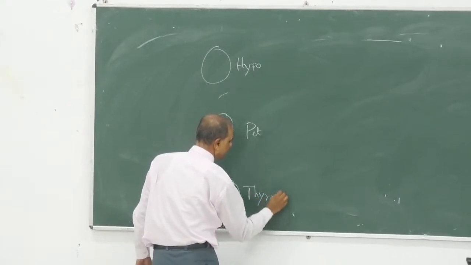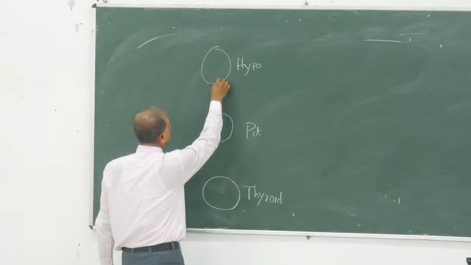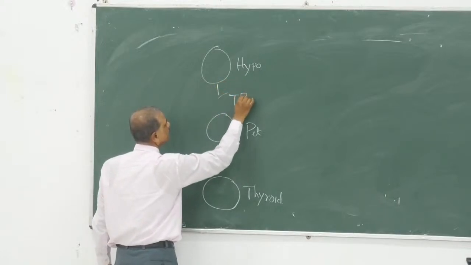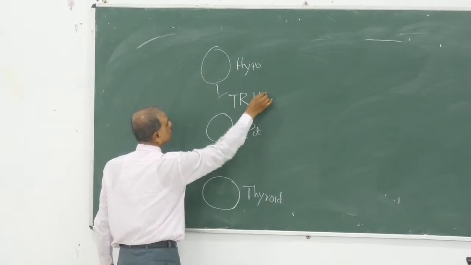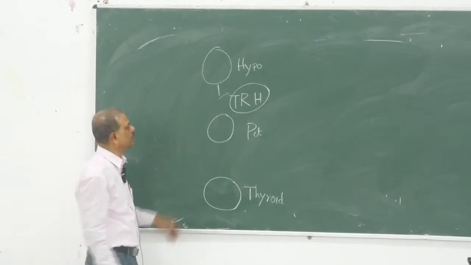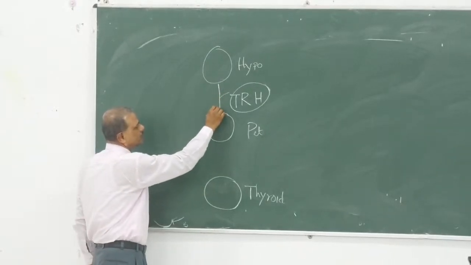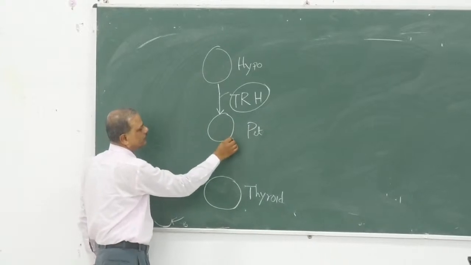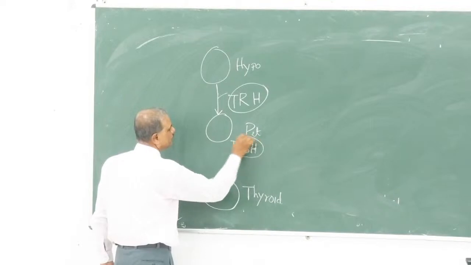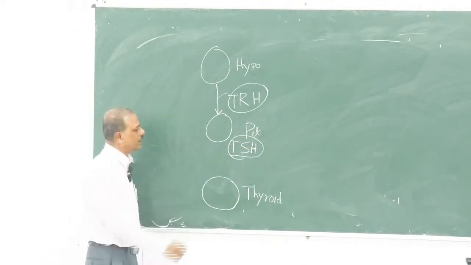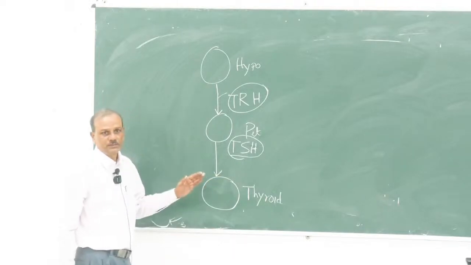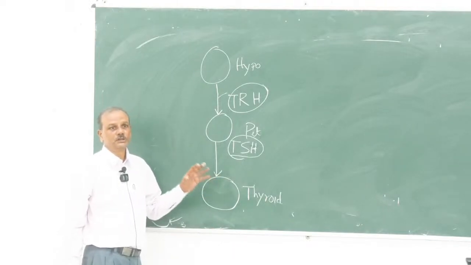So normally from the hypothalamus TRH is released. Thyrotropin releasing hormone, TRH, is produced by the hypothalamus, and on the pituitary it forms TSH. TSH, thyroid stimulating hormone, is released by the pituitary, and this TSH acts on the thyroid gland and stimulates it to produce thyroid hormones.